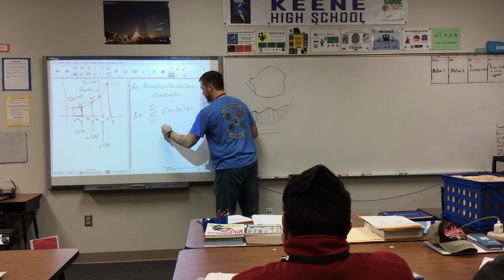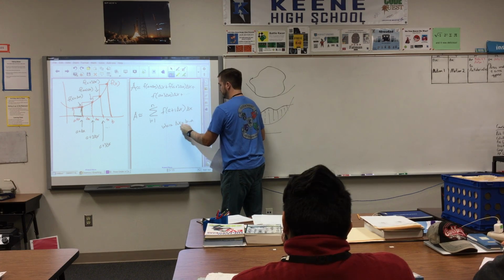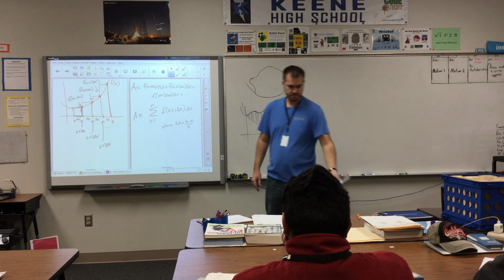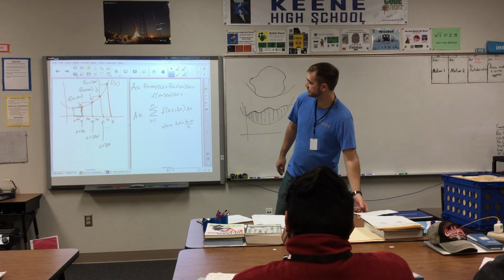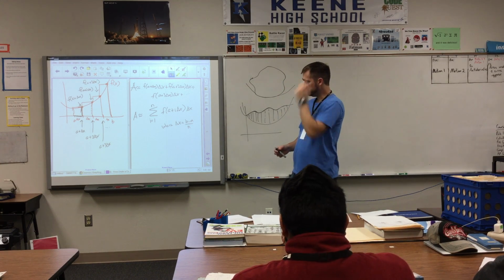Where delta x equals (b minus a) divided by n. Okay?